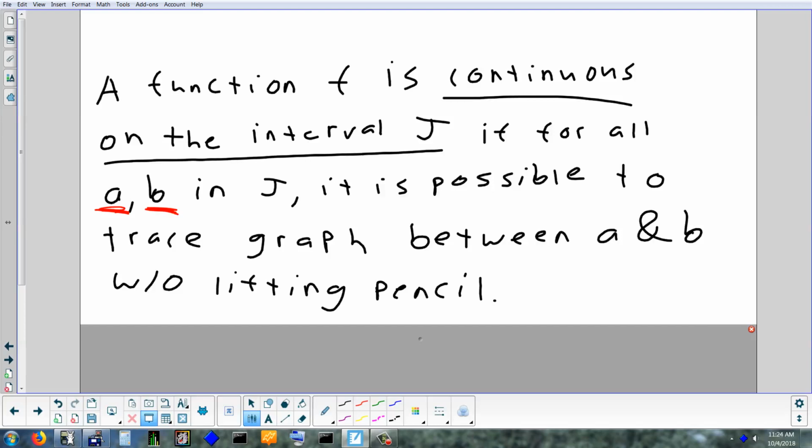Because some graphs might have small sections you could trace, but not the entire picture. So you might be able to find a part of the picture you could trace that's continuous, but not always the whole thing. With a parabola, it's always the whole thing. No matter where you tell me to trace on a parabola, from anywhere to anywhere, it's always continuous.